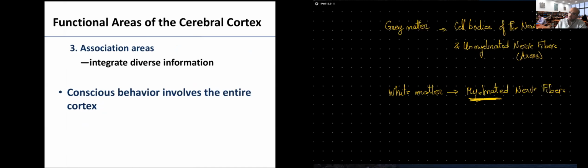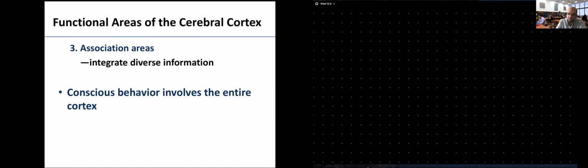Association areas are also located in the parietal, temporal, occipital, and insular lobes, around the sensory areas, and their function here is to integrate the diverse information, allowing the perception of those sensations. So for example, what is the difference between sensation and perception?